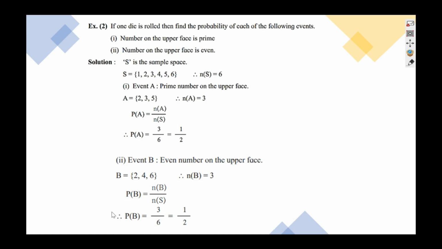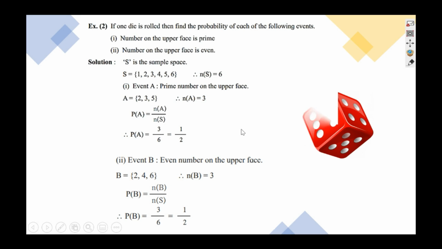Here is another situation given. If one die is rolled, then find the probability of each of the following events. The first condition is the number on the upper face is a prime number; the second is the number on the upper face is an even number. And we know that a die has 6 faces, and the 6 faces have the numbers 1, 2, 3, 4, 5 and 6.